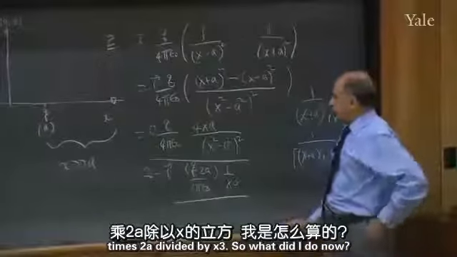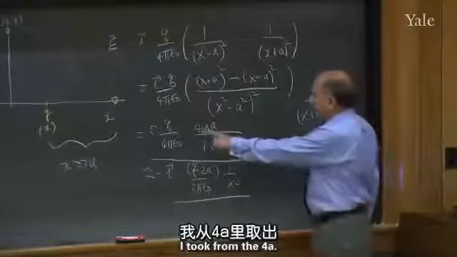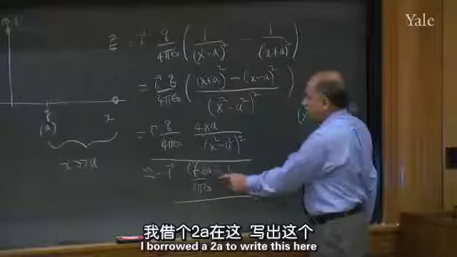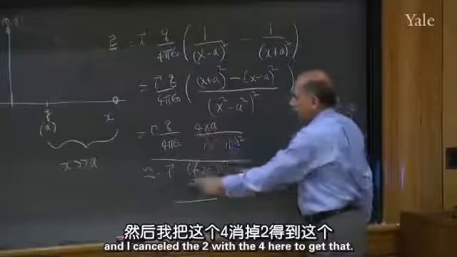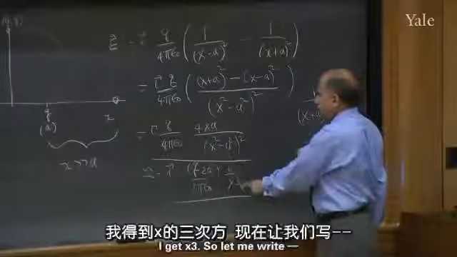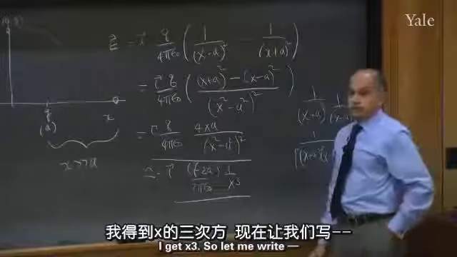So what did I do now? I took from the 4a, I borrowed a 2a to write this here, and I canceled the 2 with the 4 here to get that. Then on the top I had an x, and on the bottom I had x to the 4th, so I get x cubed.